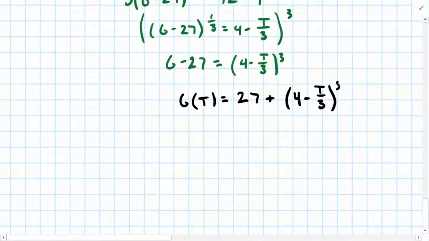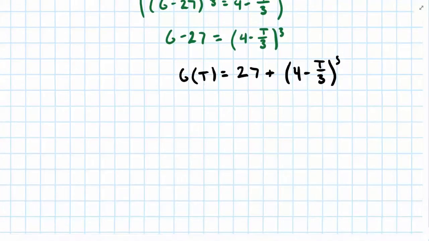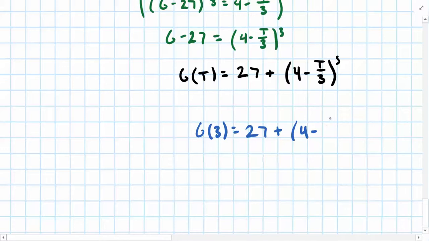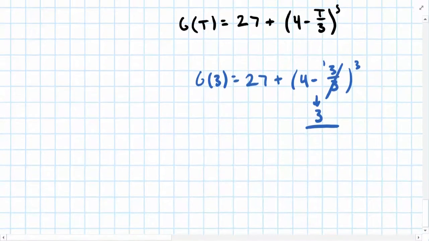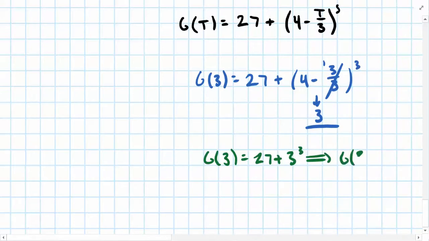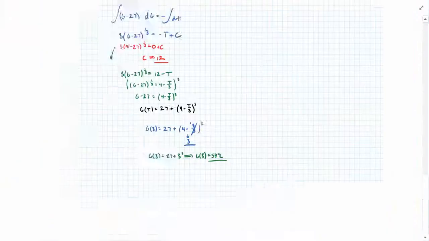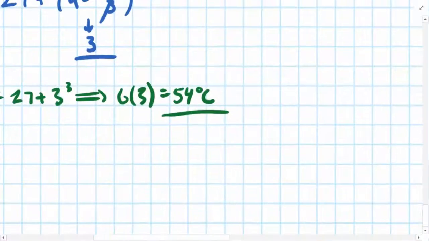And now we're supposed to find g of 3 according to the model. So g of 3 equals 27 plus 4 minus 3 over 3, which is just 1, all cubed. This goes down to 3. So g of 3 equals 27 plus 3 cubed, and therefore g of 3 equals 54 degrees Celsius at time t equals 3.